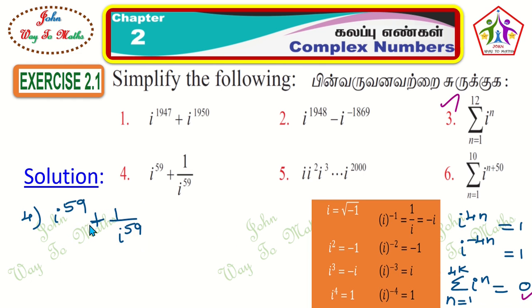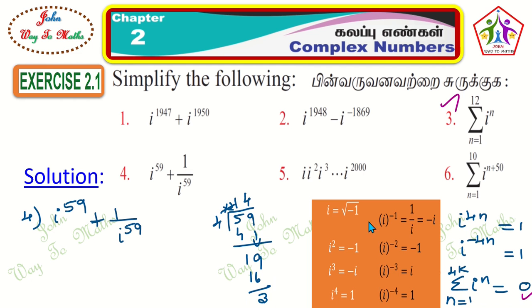Fourth question becomes i power 59 plus 1 by i power 59. So I'm going to minimize 59. So divisible by 4. I'll use long division. So 1 4s are 4. Remaining 1. Then 9 comes. So 19. Here 4 4s are 16. Remainder is 3. So we can substitute only the remainder.